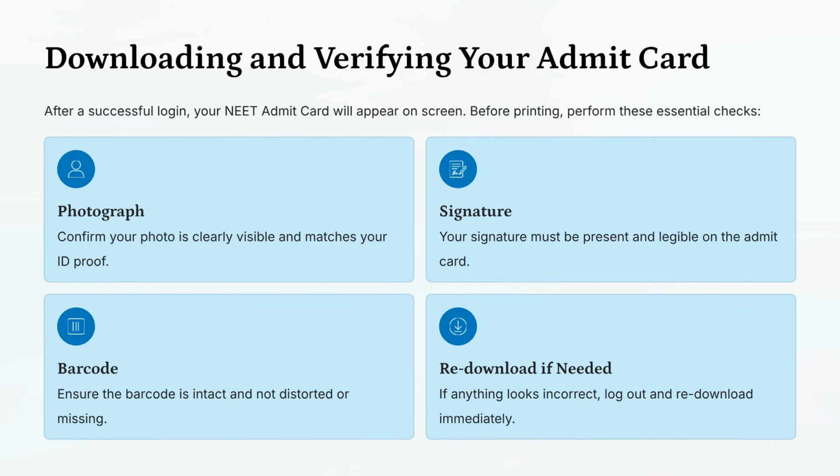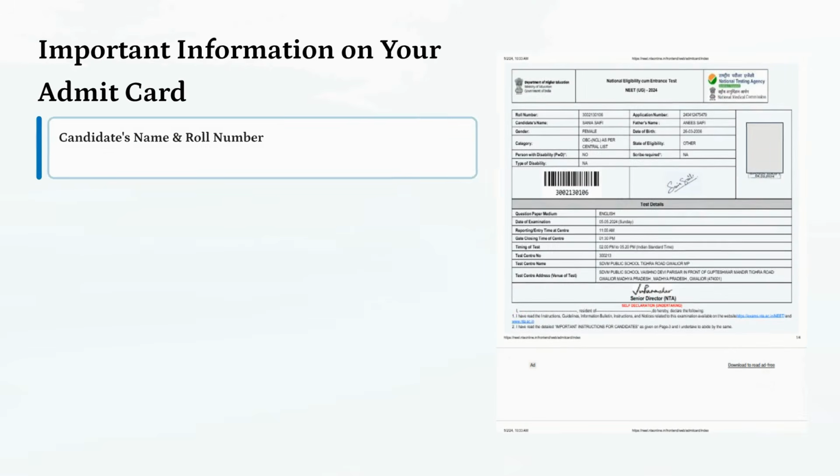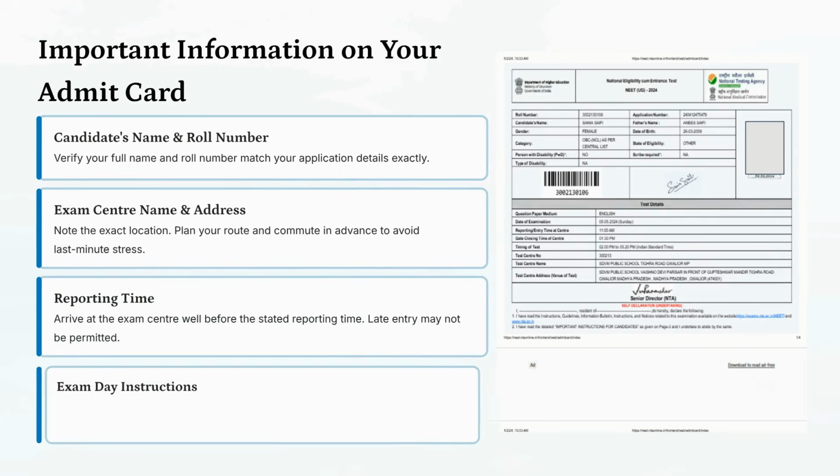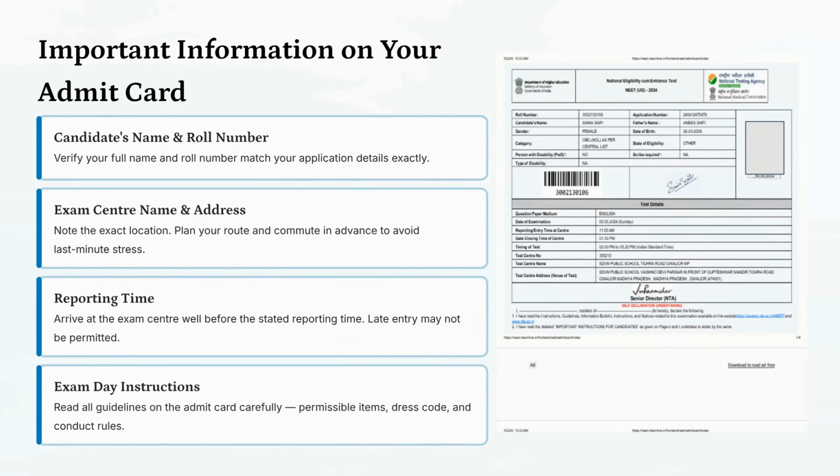Before downloading, check your details carefully. Make sure your photograph is clear, your signature is visible and the barcode is intact. If anything looks wrong, log out and download it again immediately. Your admit card contains crucial information. Check your name and roll number carefully. Note your exam center and plan your travel in advance. Also, check the reporting time and read all exam day instructions thoroughly.